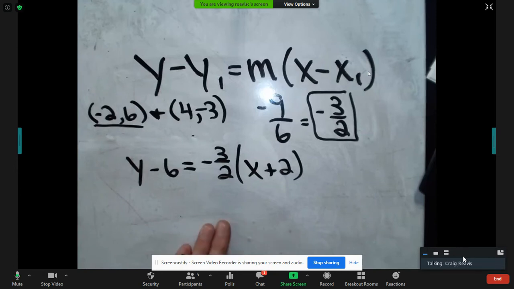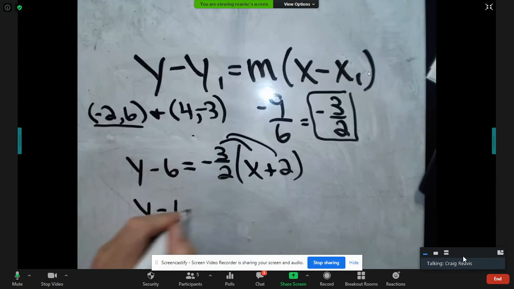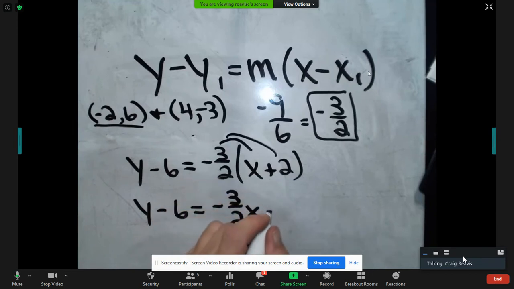But that's point slope form. So let's go ahead and distribute. So we're going to multiply. y minus 6 equals -3/2 x. -3/2 times 2. That's why we have these calculators. If you don't understand multiplying fractions, that's like 2 over 1. We'd multiply the numerators. -3 times 2 is -6.